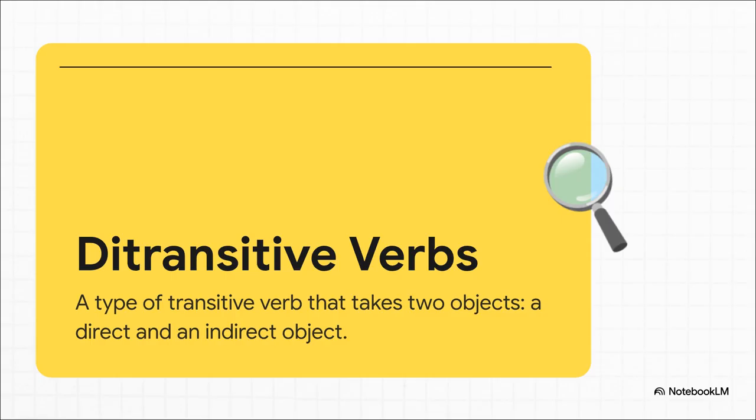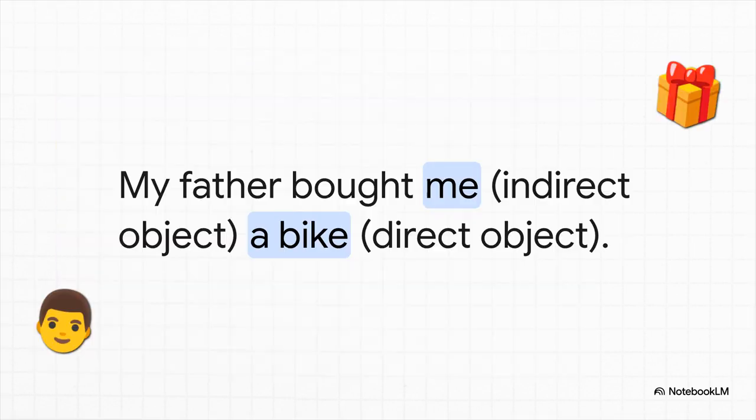Now, just when you thought you had it down, there's a little twist. Some of these transitive verbs are so extra they can handle two objects. We call these ditransitive verbs. Di just means two, so two objects. Make sense? So, let's go back to that bike example. My father bought me a bike. Okay, so a bike is still our direct object. That's the thing that was actually bought. But what about me? That's the indirect object. It's the person who benefits from the action. It's the answer to the question, for whom or to whom.